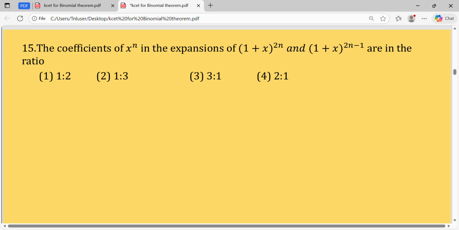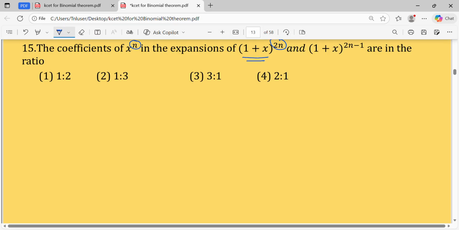So next question: the coefficient of x power n in these both expansions are in the ratio dash. That means we want to find the ratio of the x power n coefficients in the given two expansions. In the first expansion, what is the n value? 2n. So for the coefficient of x power n, r value equals n.